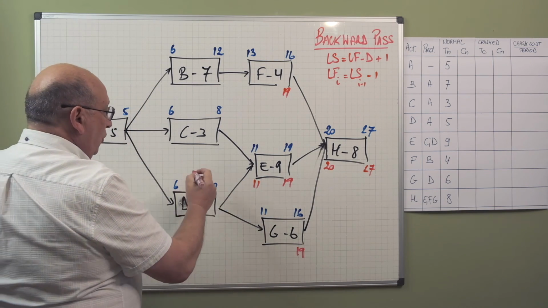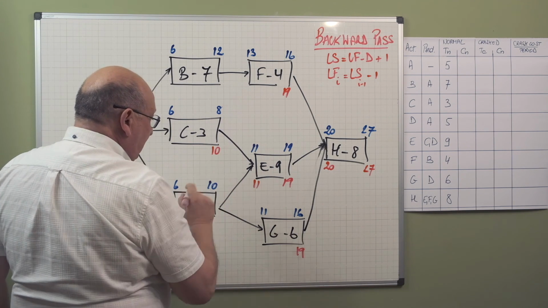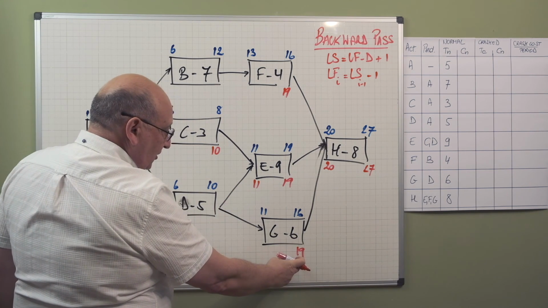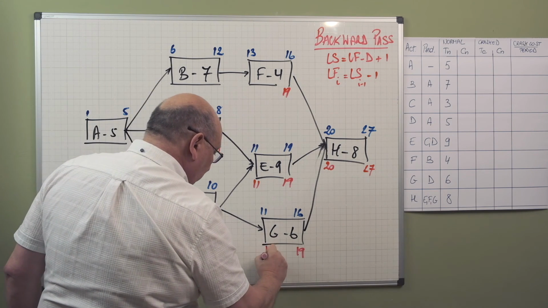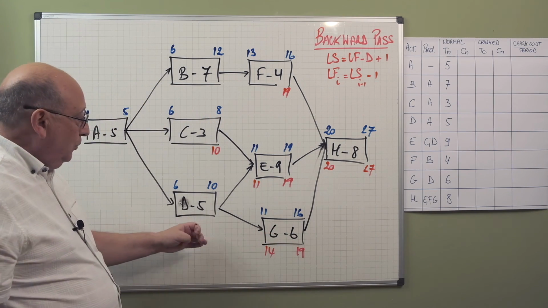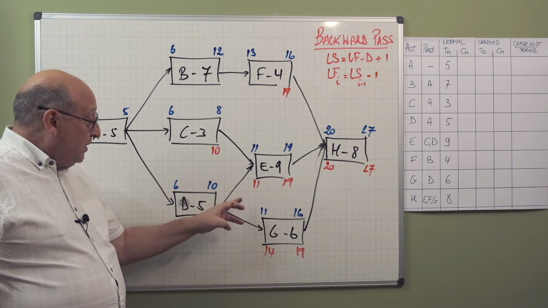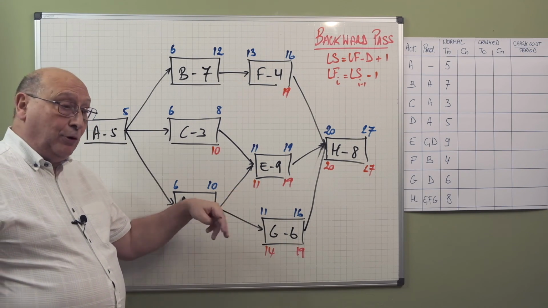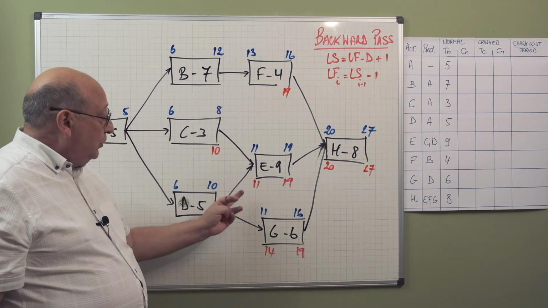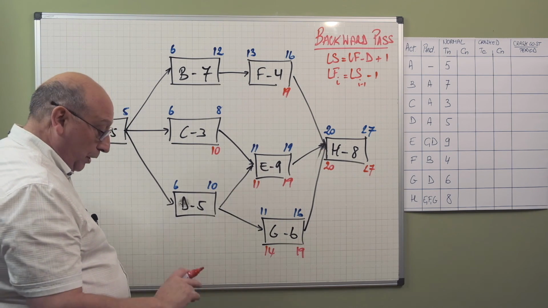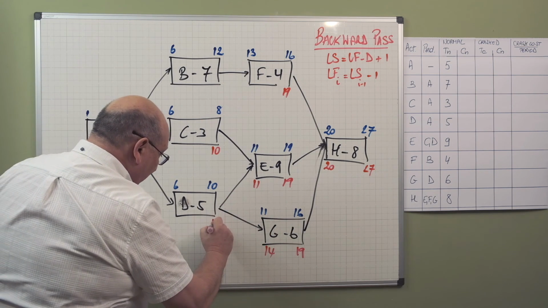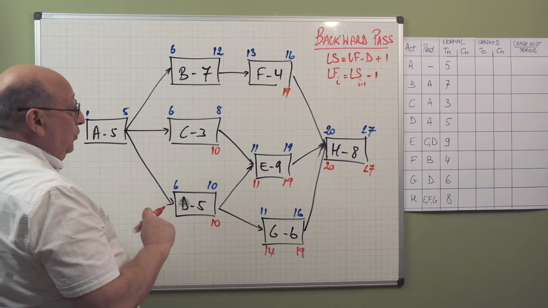11, so we can go to 10 here. Here we have 19 and minus 6, that's 13 plus 1 is 14. And when we have two successors, we take the lowest number. If we would take 14, we would see that this activity would be late and we would run into problems. So basically here we have 10 and we can continue.